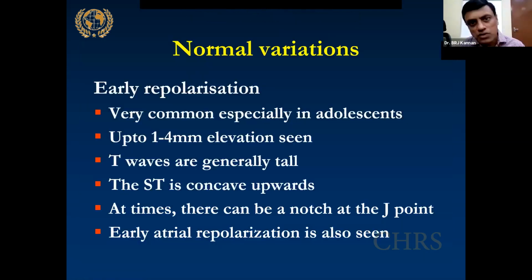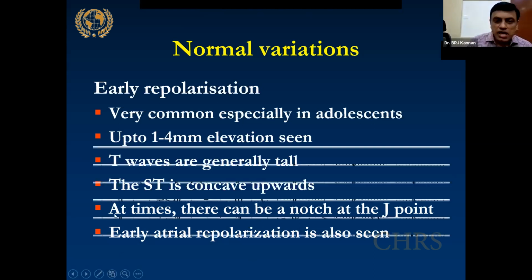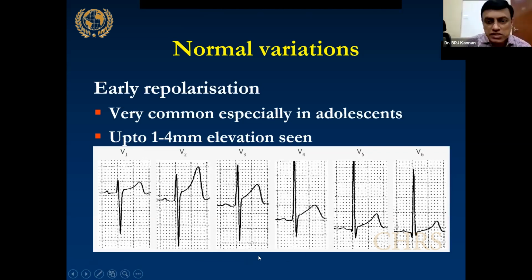So what are the other normal variations? Early repolarization is very common. This topic many times we have discussed. Up to 1 to 4 millimeter ST elevation can be seen. T waves are generally very tall. The ST elevation is generally concave upwards. There can be a notch at the J point. And as you can see in the ECG, at times if this ECG is given to an adult physician, the first thing that will come into the mind is ongoing or progressing acute myocardial infarction. But this kind of ECG can be commonly seen in children.